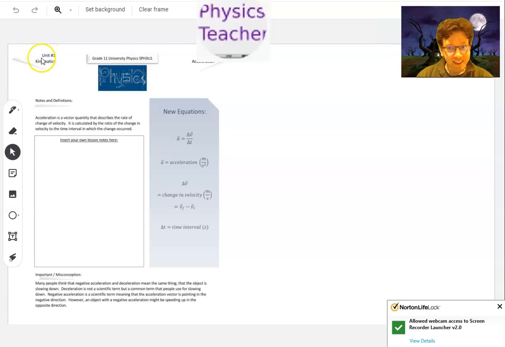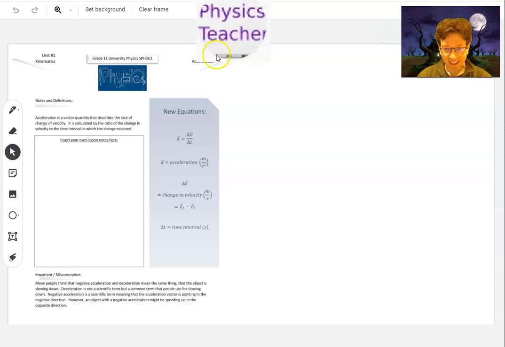All right then. Today's lesson is lesson number 3. So Unit 1 kinematics, lesson number 3, acceleration. Now acceleration is another vector quantity, so it does have a direction.